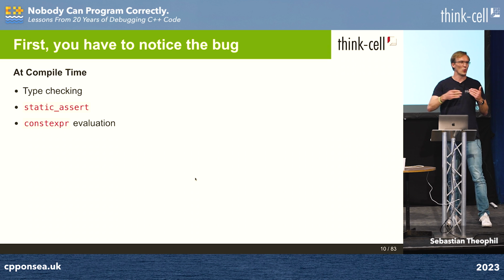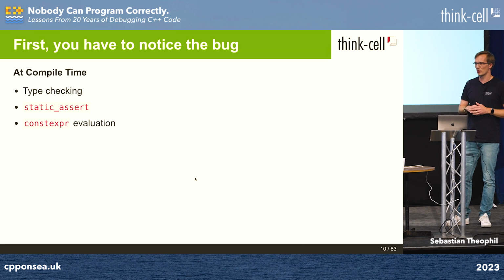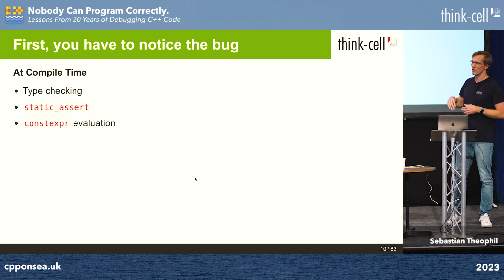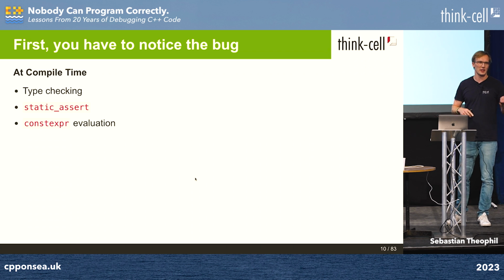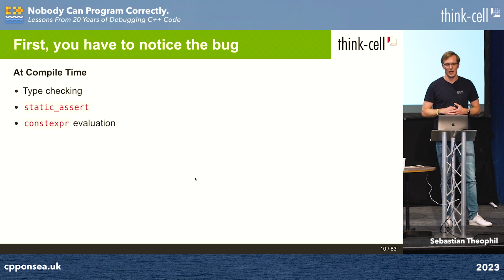There are a couple of ways we are notified of bug reports. So we are programming in a type-safe language. So our first defense against bugs is actually the compiler. We get type checks. These are bug reports if they fail. We can help the compiler along a little bit by writing good static asserts. They will notify us of things that are probable bugs.